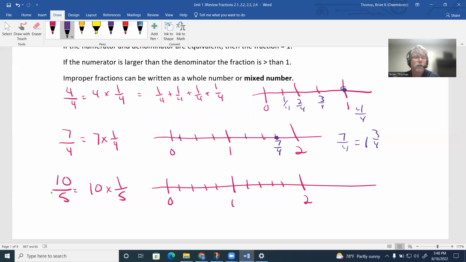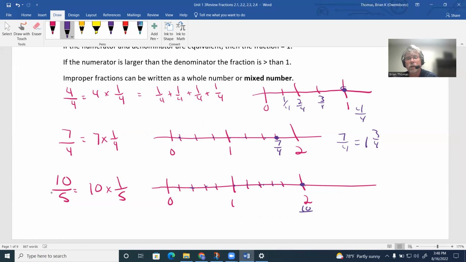10/5, notice that would be 1 and 1/5. So if I count by fifths, we have 1, 2, 3, 4, 5 tick marks. So each one of these tick marks is going to represent a fifth. So if I go 10/5, that's 1/5, 2/5, 3/5, 4/5, 5/5, 6/5, 7/5, 8/5, 9/5, 10/5. 10/5 would put me out at this spot right here.